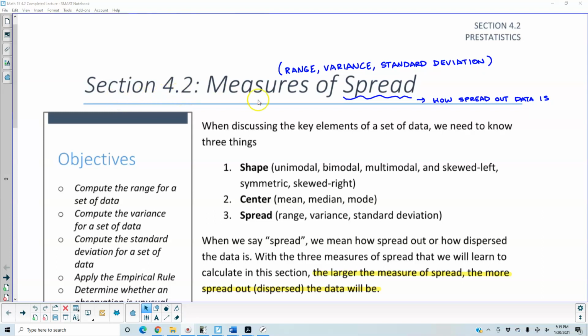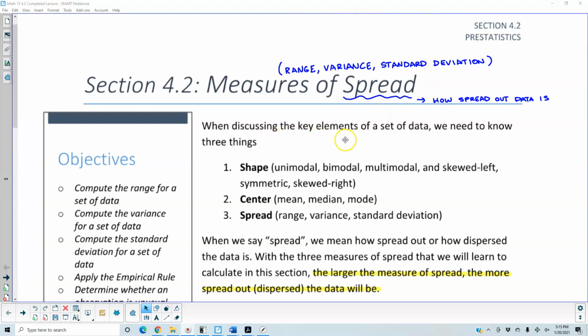Section 4.2, Measures of Spread. When we talk about measures of spread, here are the three items that we're looking at: the range, the variance, and the standard deviation. Spread meaning how spread out the data is.